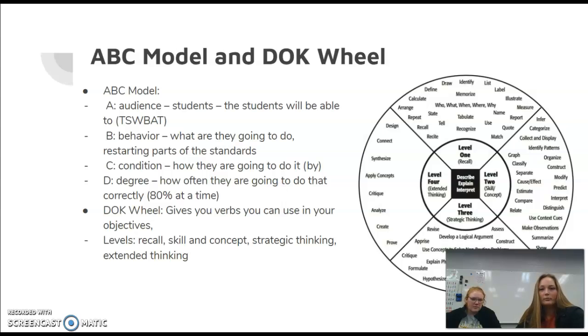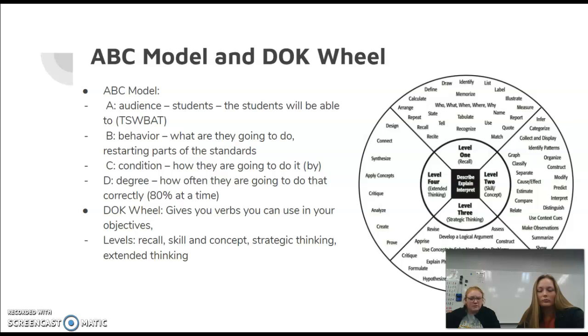So what are the ABC model and the DOK wheel? The ABC model: A is the audience, the students. Students will be able to. B is behavior, what they're going to do and how they're going to act during this particular activity. C is the condition, how they're going to do it. And then D is the degree, how often they're going to be able to do that correctly.